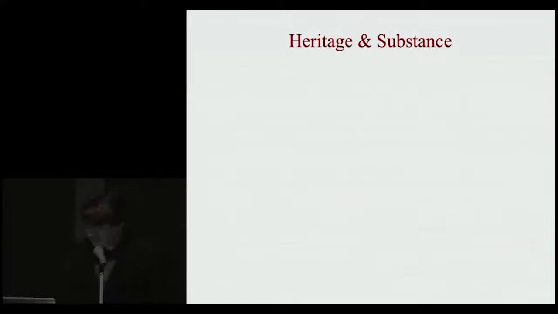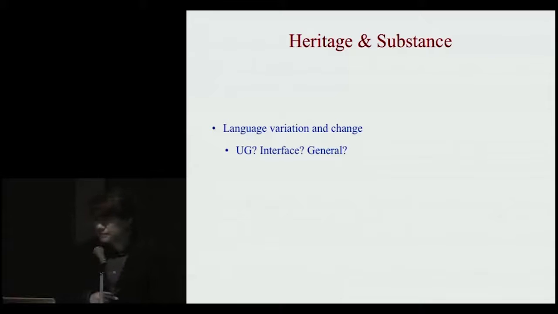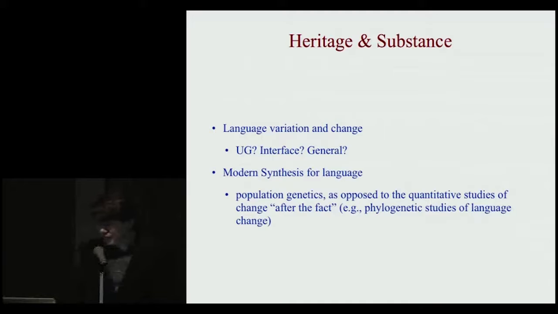Okay, so what I want to show today is the following. I want to develop a set of models for language change that addresses the issue of language variation and change, of course. And the point here is: are there any general principles of language change? And if so, are these properties of UG or interfaces or something even more general? So that's one goal. The other goal is to develop something like the modern synthesis of language change.